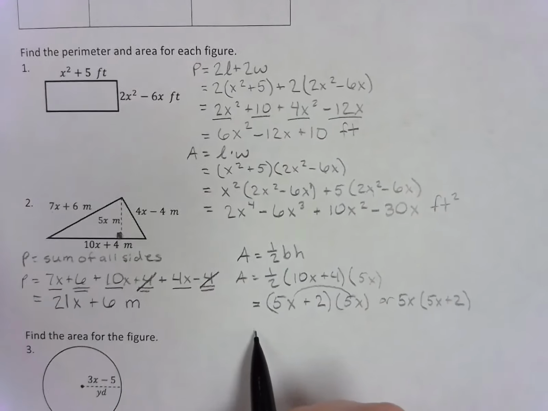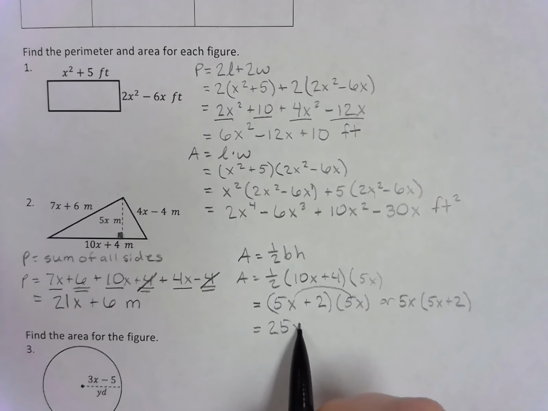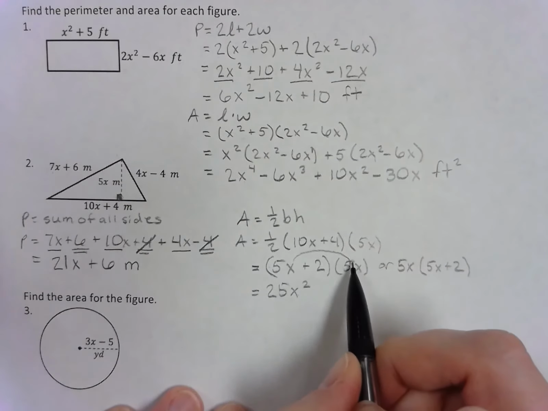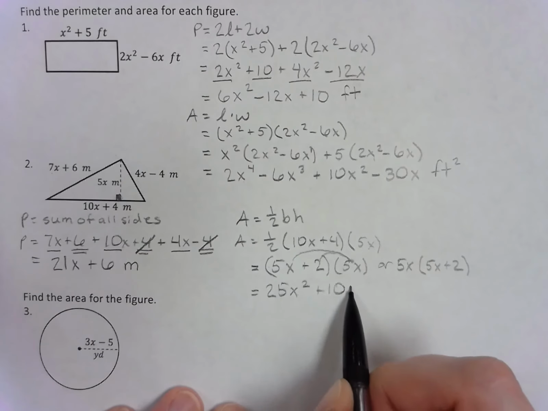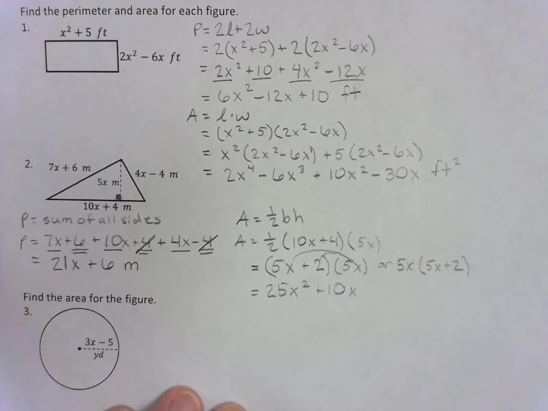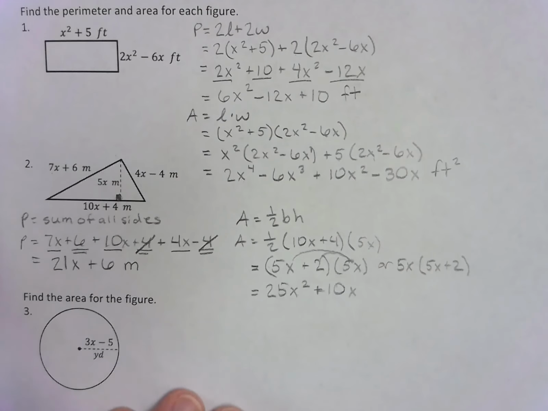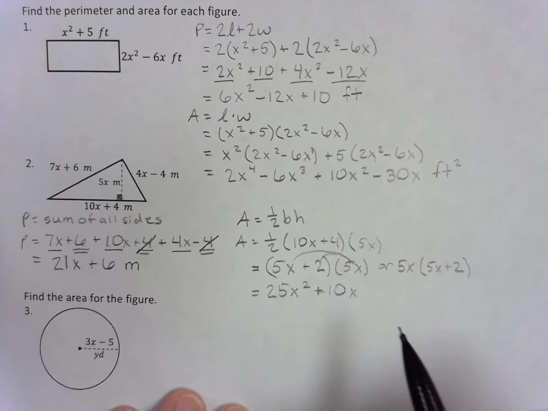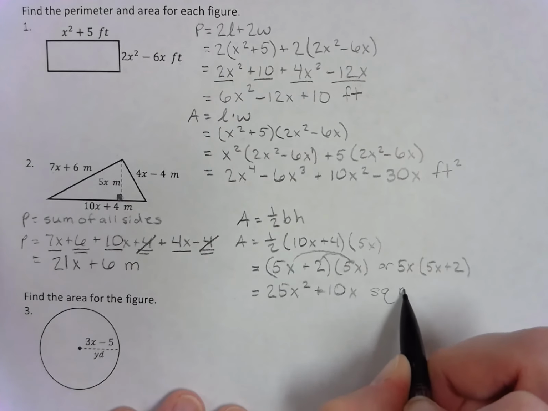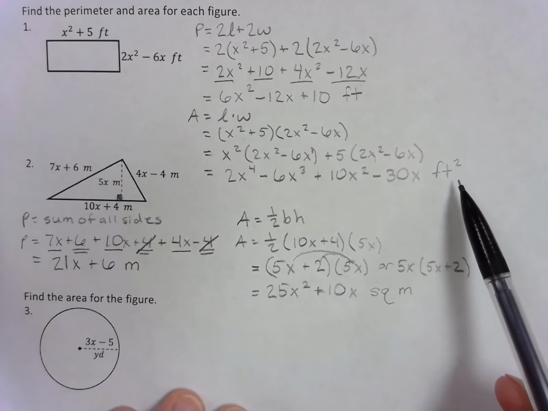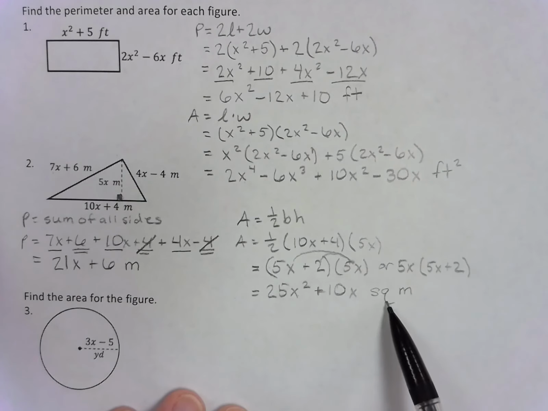5x times 5x is 25x squared. Remember, x times x is x squared. Add those exponents. 5x times 2 gives us 10x. And that is our final answer because we cannot combine like terms and go any further. So we have 25x squared plus 10x as our area. Go back and get your units. We're in meters. So we'd call this square meters. So you could put the exponent squared like we did with the feet, or just do SQ for square meters. Either way is acceptable for your units when working with area.